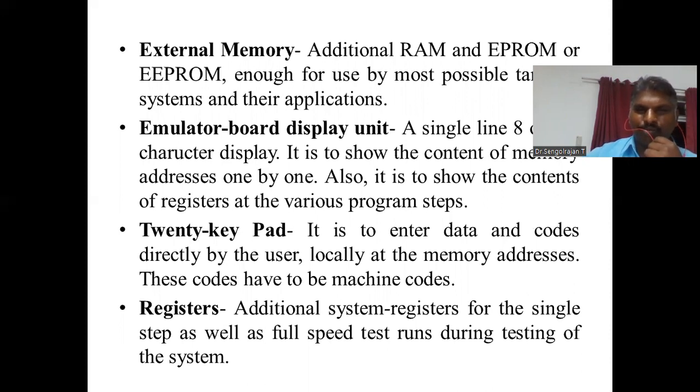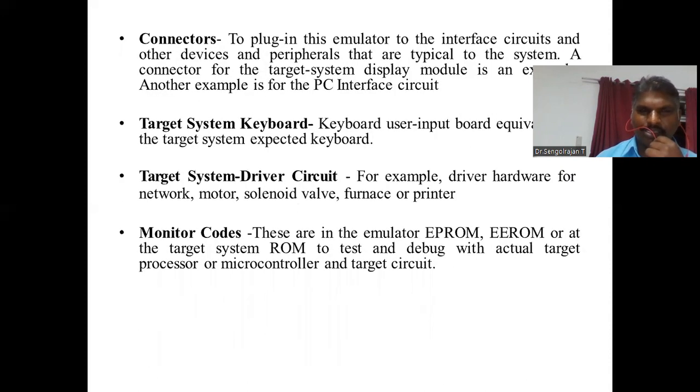Coming to the emulator board display unit, it uses a single 8 or 12 character display. One by one, the address will be executed. Then the 20-key keypad is used to enter the data as well as programs directly by the user locally at the memory addresses. Coming to the register, it is an additional system register for single step as well as full speed test runs during the testing of the system. Then the purpose of the connector is to plug the emulator into the interface circuits and the other devices as well as the peripherals that connect to the system.